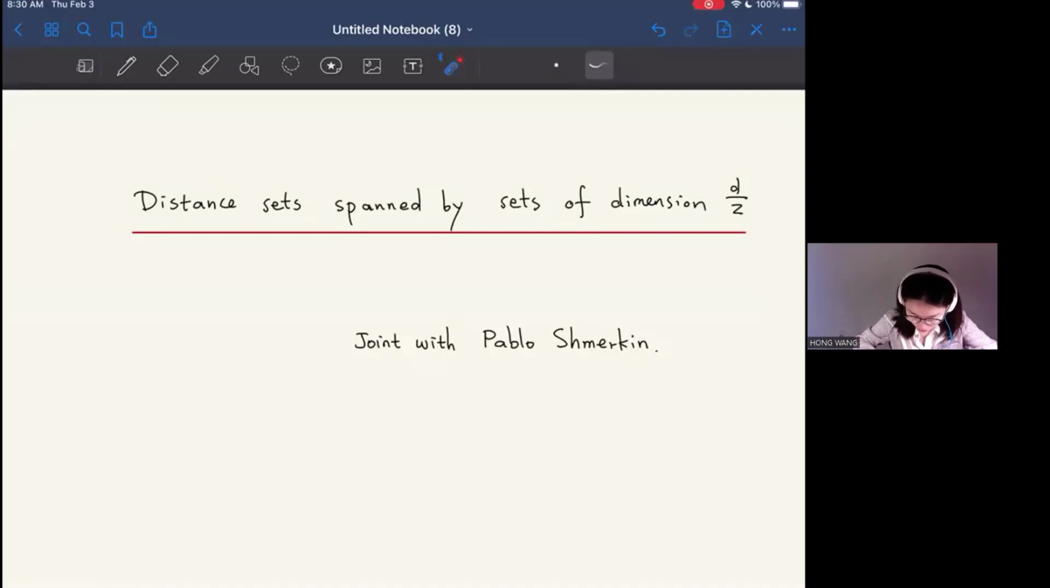Today, I'm going to talk about distance sets spanned by sets of Hausdorff dimension d/2 in R^d. This is joint work with Pablo Shmerkin.